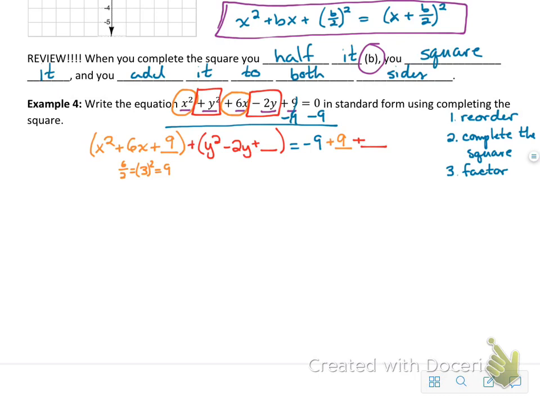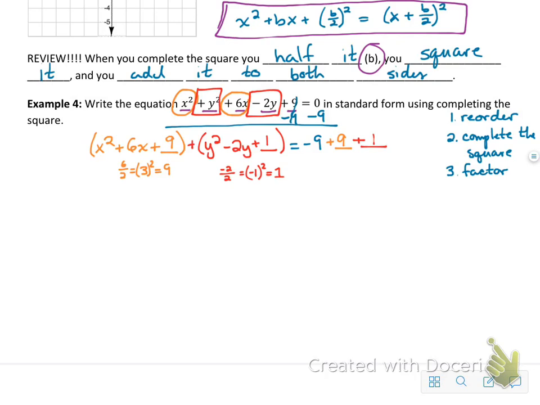Negative 2. Well, half of negative 2, so we need to divide it by 2. That's negative 1. And squared is just a positive 1. So we have a 1 there and a 1 there. Okay, so we have completed the square. That was step 2. Step 3 is to factor.